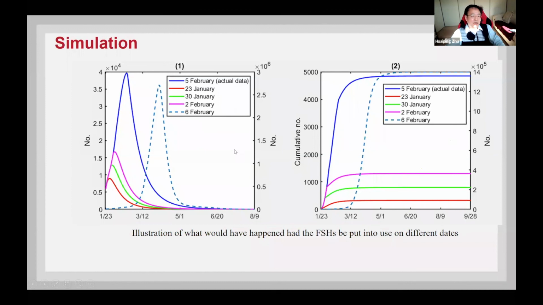Also the cumulative number of deaths. You see the differences. The blue one is the data. The red one is at the bottom. If we build the Fangcang Hospital earlier, from the beginning, January 23rd, in fact Wuhan would have controlled this much earlier with a much smaller number of deaths. But if we build one day late, there are about 1.4 million people who will die.